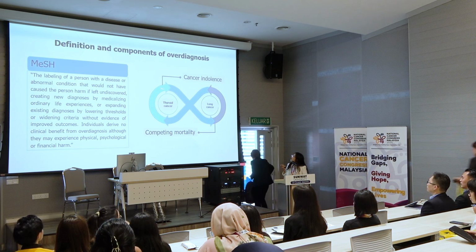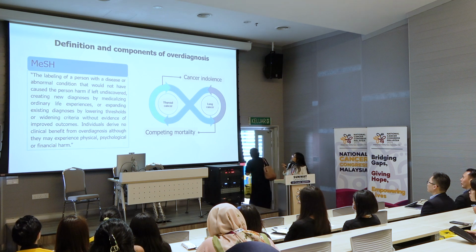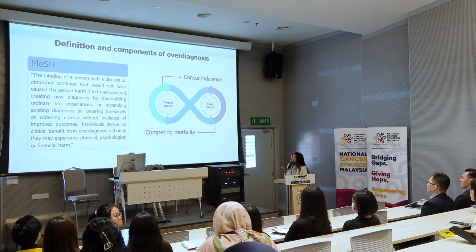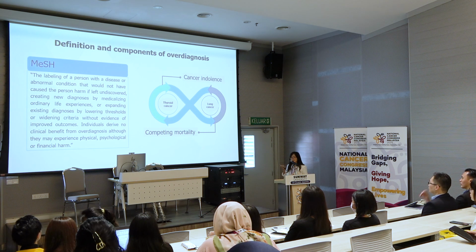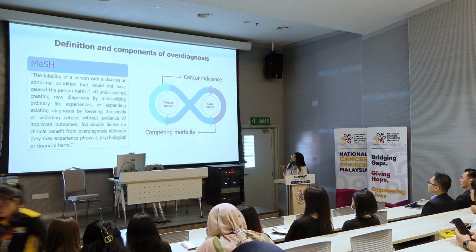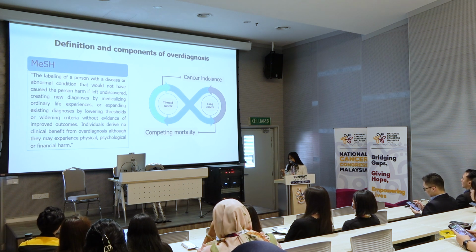There are 2 components of overdiagnosis. One is cancer indolence and another is competing mortality. These correspond to the 2 scenarios we just talked about. I will use thyroid cancer and lung cancer as examples of overdiagnosis illustration.